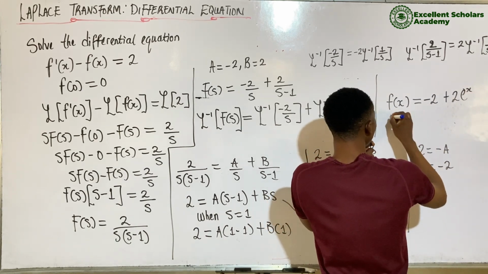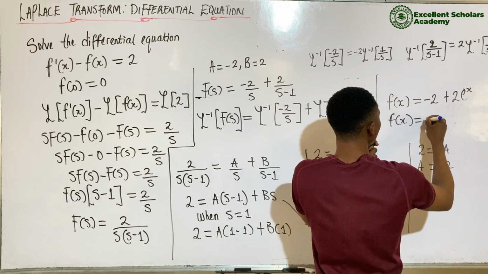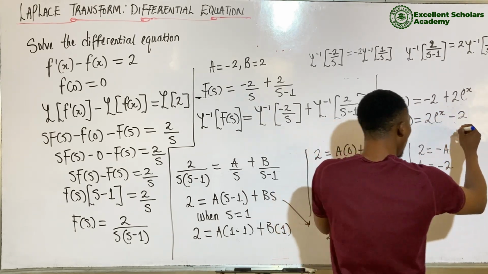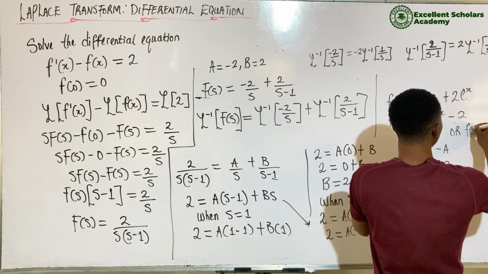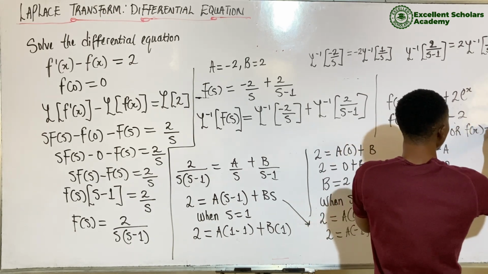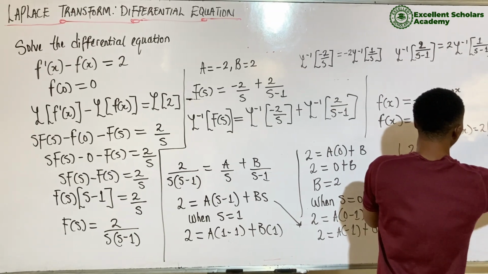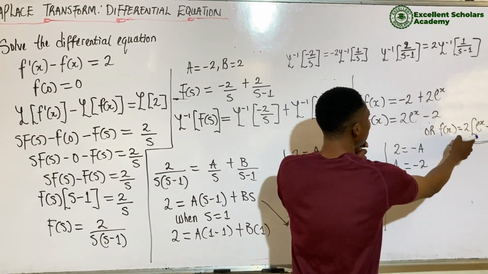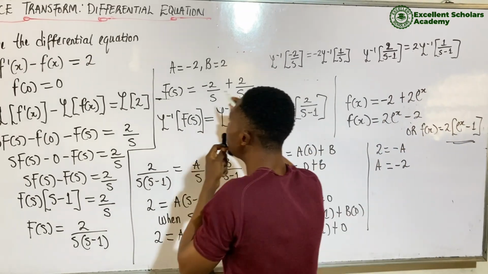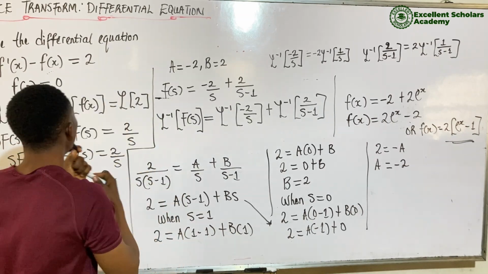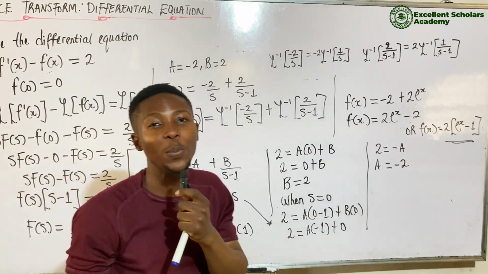Or you could also write your answer as f of x is equal to 2 exponential x minus 2. Or you can still write it as f of x is equal to, because 2 is common, 2 into exponential x minus 1. So this is the final solution to this differential equation using Laplace transform. I hope you understand that.